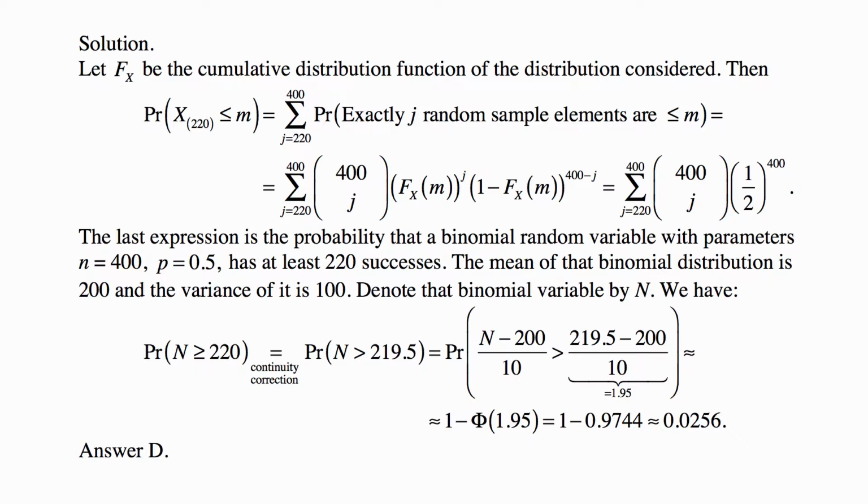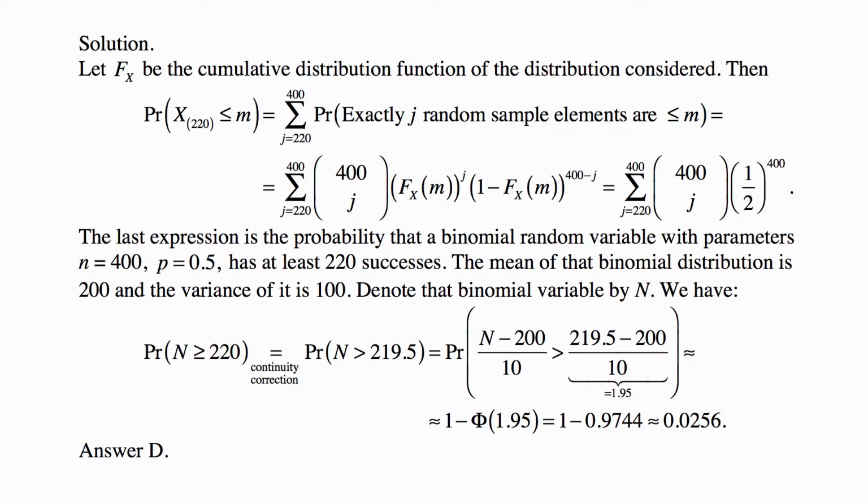If we denote it by N, then the probability that N is greater than or equal to 220 is the probability that N is greater than 219.5 through the continuity correction, because N is discrete and the normal distribution is continuous. The mean is 200 and the variance is 100, so the square root of the variance, or the standard deviation, is 10.